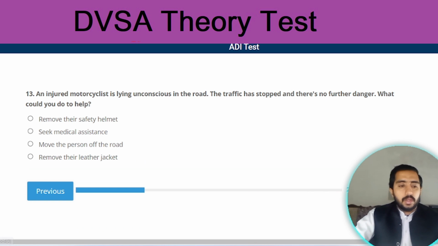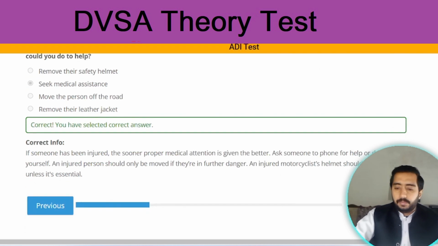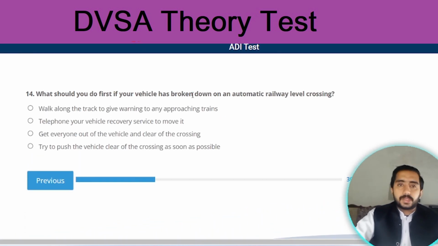Next question. Question number 13. An injured motorcyclist is lying unconscious in the road. The traffic has stopped and there is no further danger. What could you do to help? The correct option is seek medical assistance. Option B.